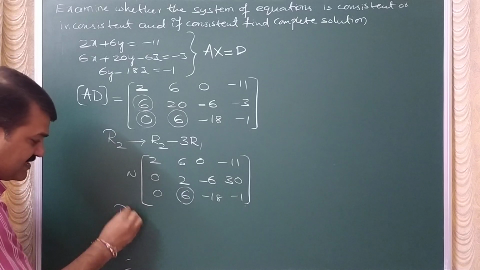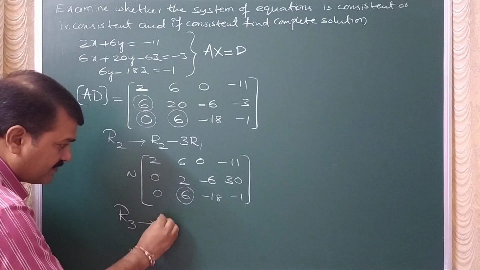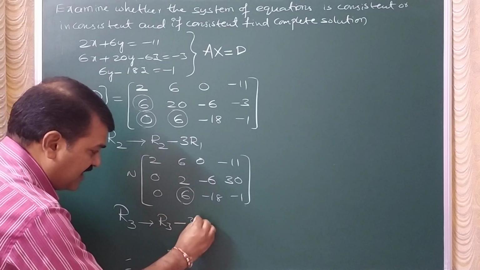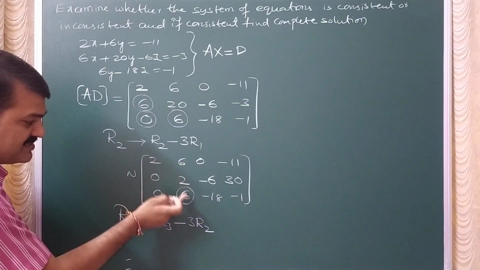Okay, so therefore let us take R3 as R3 minus 3R2. I will take simple 6 minus 6, I will get 0.